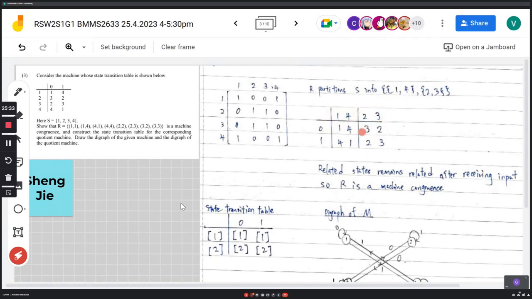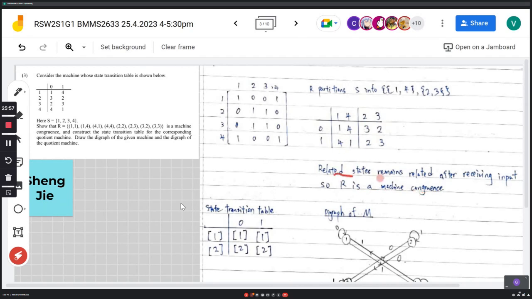They will remain related. Remain related means the 1, 4 will remain 1, 4, and 2, 3 will remain 2, 3. Or if you put 2, 3 here, never mind. You put 1, 4 here, also never mind. As long as after the input 0 and 1, they remain in the same class. So this is what we mean by R is a machine congruence.